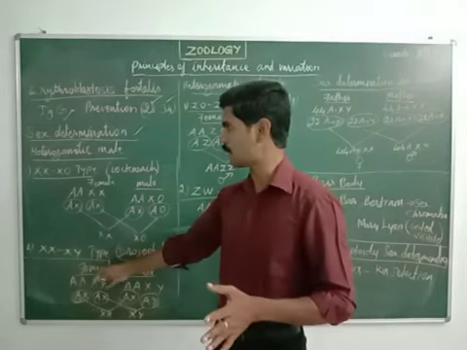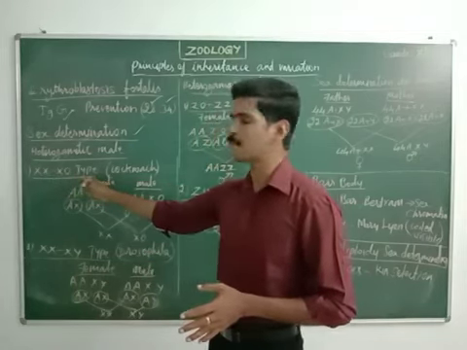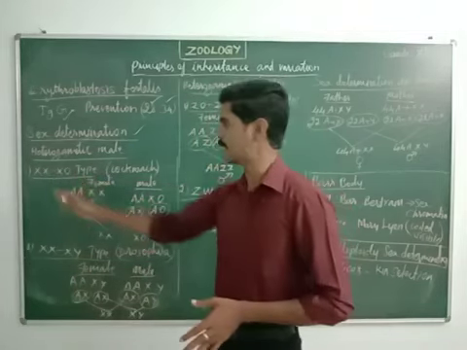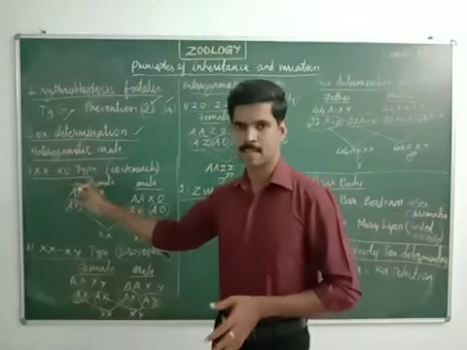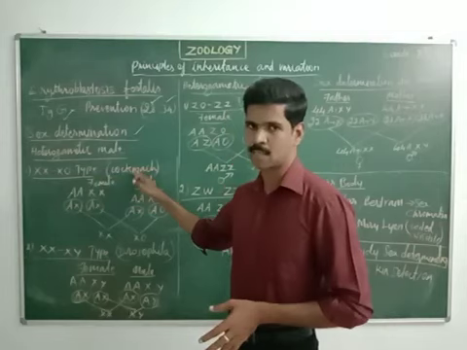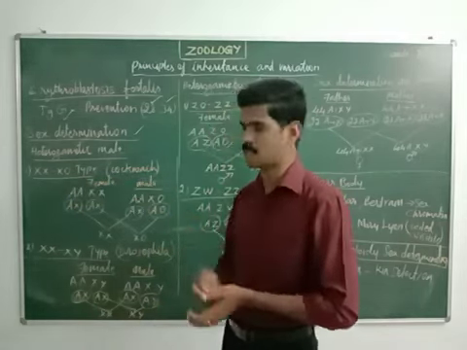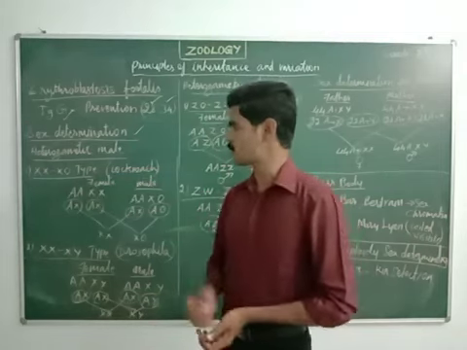There are two examples I have written here. The first example is XX and XO type of sex determination, and we can see this type of sex determination in cockroach. So the example for this XX-XO type of sex determination is cockroach. Hope you understood this point.